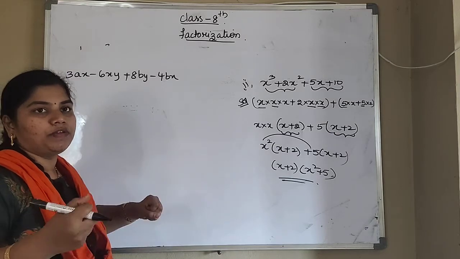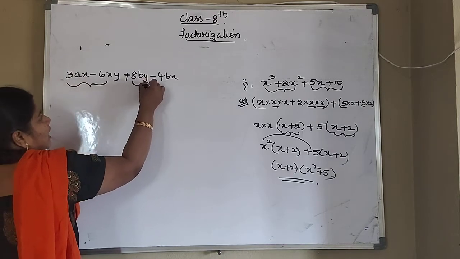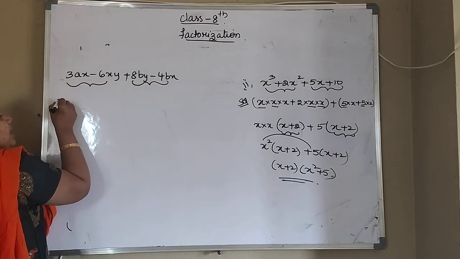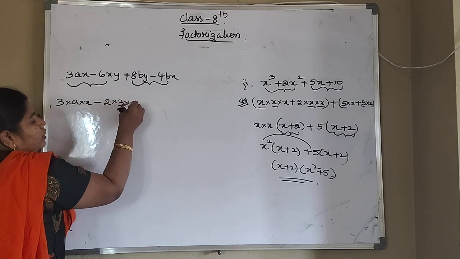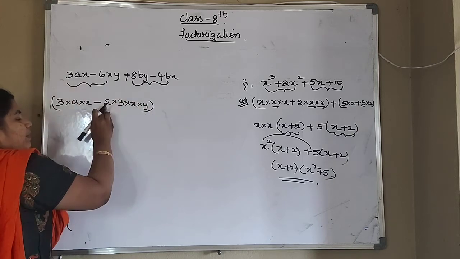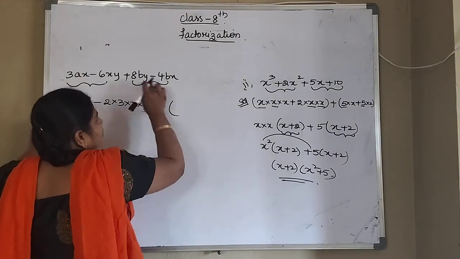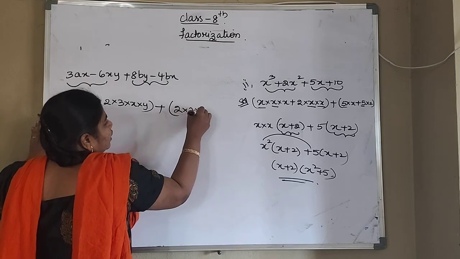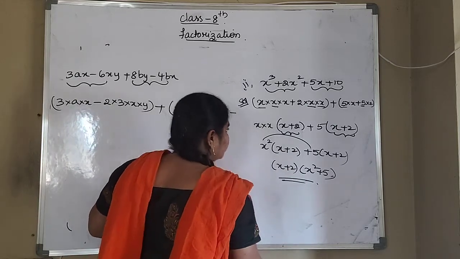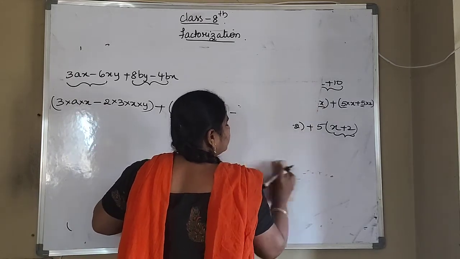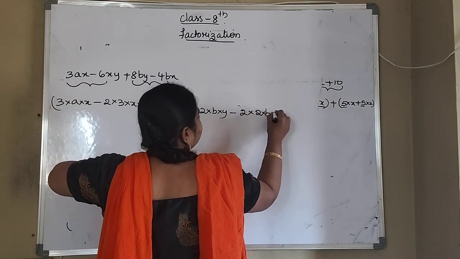If you are not getting any common factors, then we will rearrange the terms. So first 2 terms, last 2 terms. So 3ax can be written as 3 into a into x, minus 6xy can be written as 2 into 3 into x into y. 6 can be written as 2 into 3. Now these 2 terms: in the middle you are having plus, so I wrote plus here. So this 8by can be written as 2 into 2 into 2 into b into y, minus this 4bx can be written as 2 into 2 into b into x.